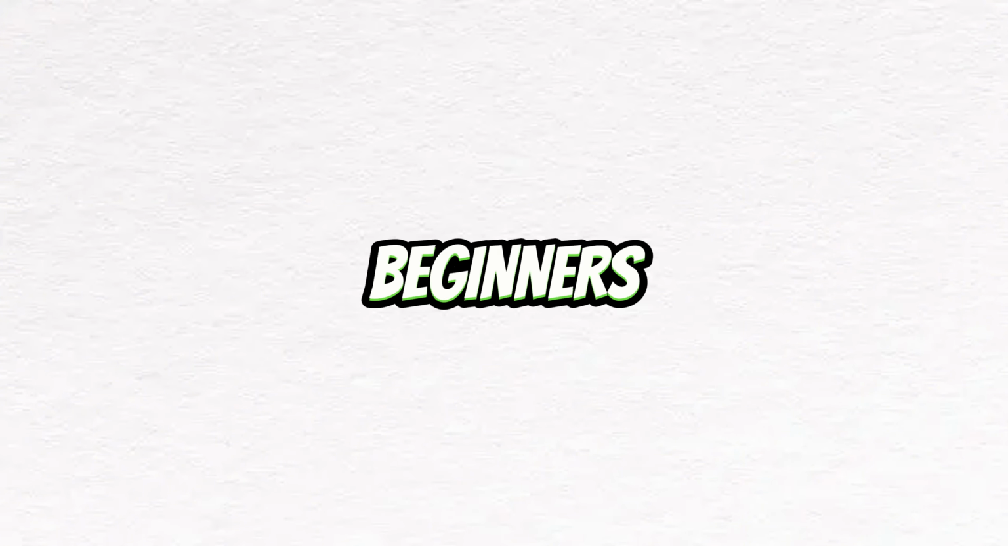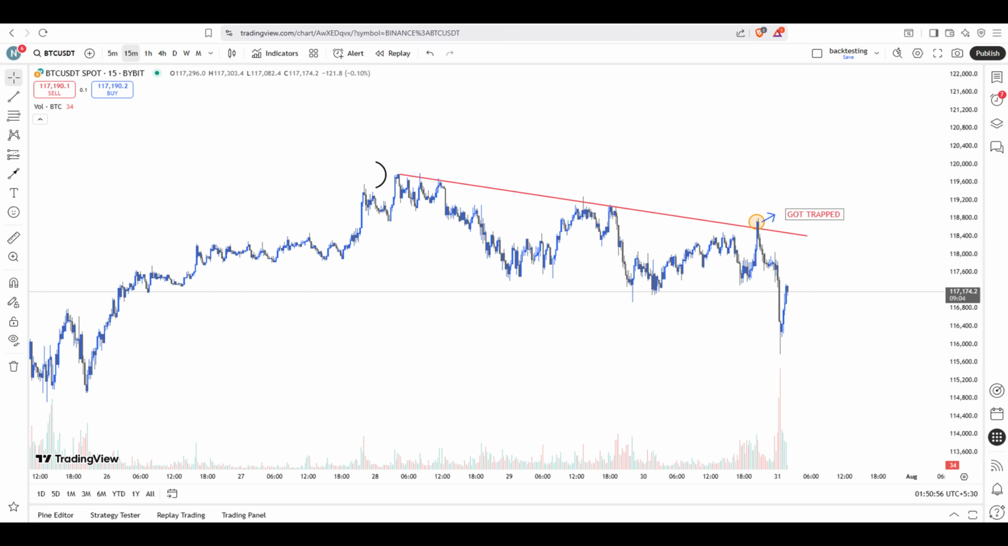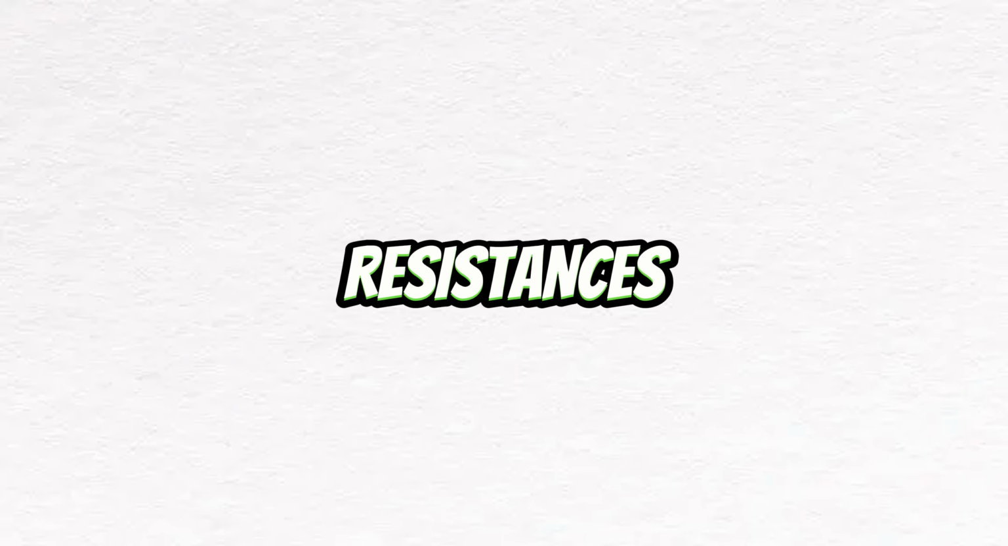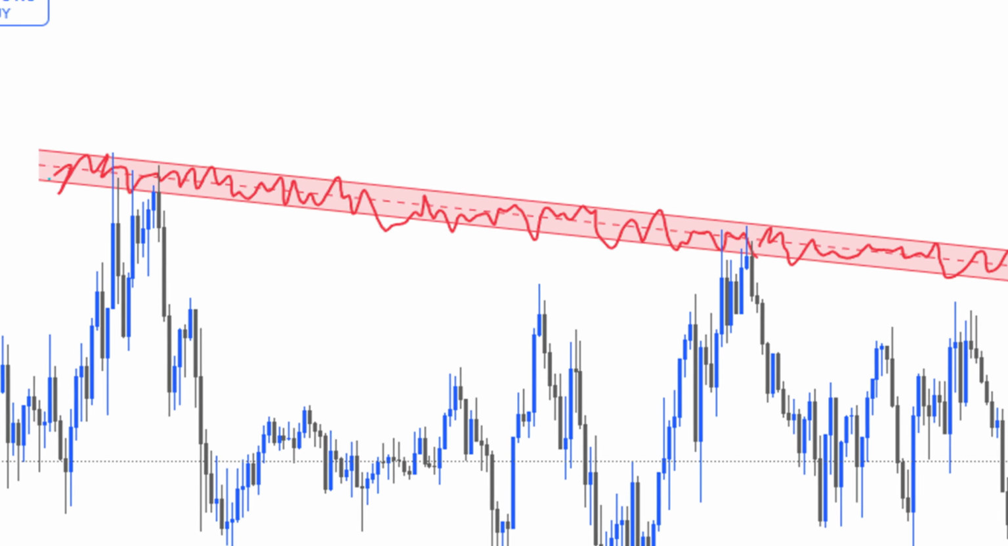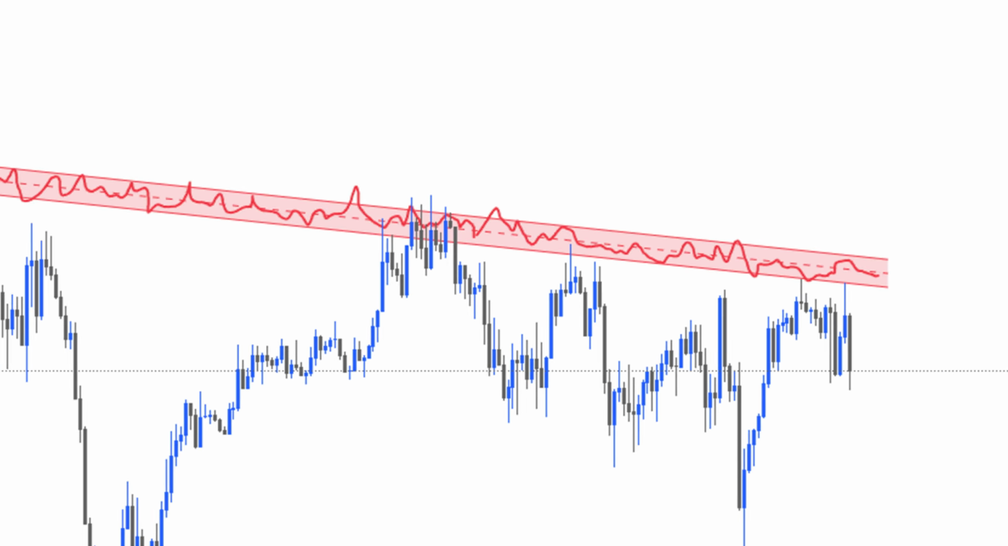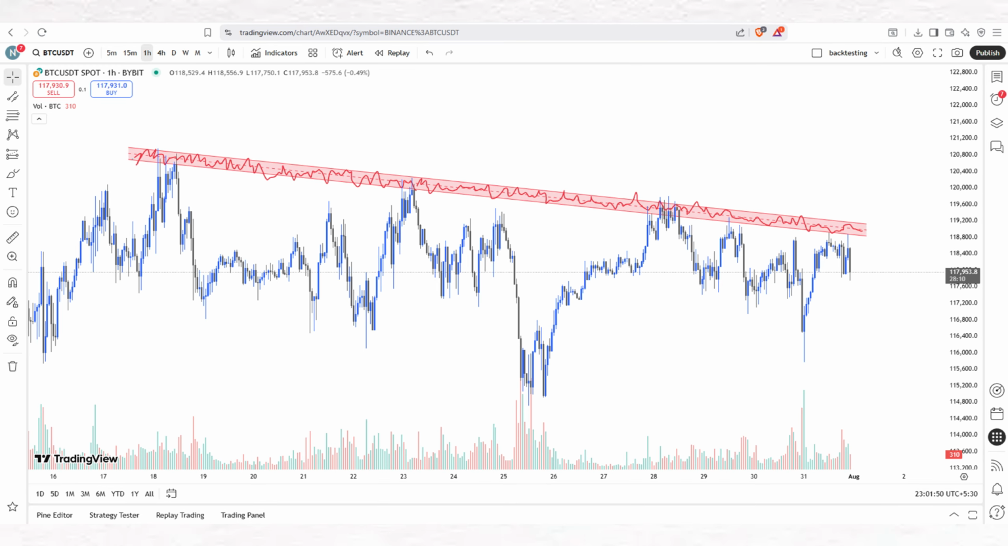But here's where most beginners mess up. They draw these levels like exact lines. In reality, support and resistance are zones, not laser-precise levels. Use thick horizontal areas, not 1-pixel lines, to mark key zones. Price may overshoot or undershoot a little, but the reaction still matters.